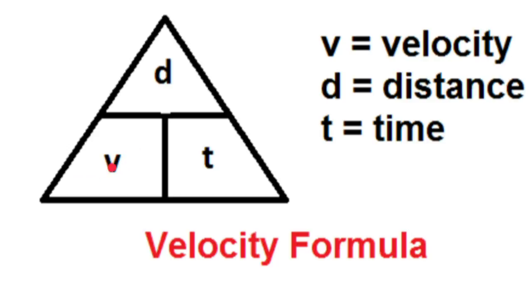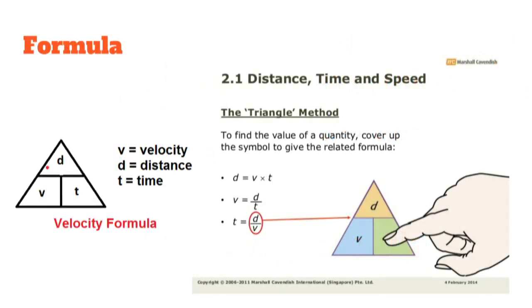If I covered up velocity, v, I'd be left with d over t. And if I covered up d, I'd have velocity and time next to each other, and because they're next to each other, we're going to multiply them. So it's just a handy little way to remember it. And you can see in the other picture here where we've covered up time with our finger, we have distance divided by velocity, so we get our formula. Time is distance divided by velocity.